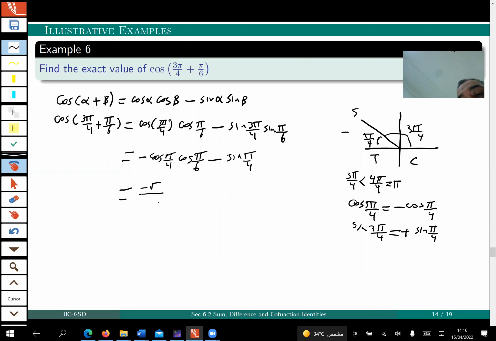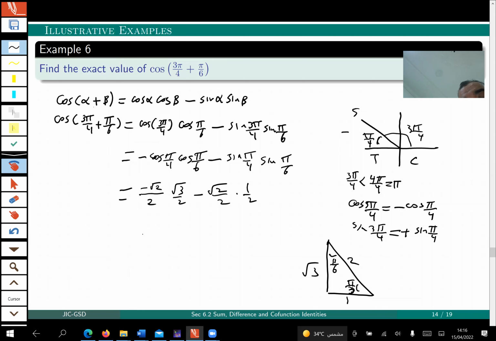2 over 2 times cosine pi over 6. Remember the triangle: this is pi over 6, this is 2, 1, square root of 3, and of course that's pi over 3. So cosine pi over 6 is root 3 over 2, and sine pi over 6 is 1/2. Sine pi over 4 is square root of 2 over 2. So basically, common denominator 4, and minus root 2 times root 3 is minus root 6.